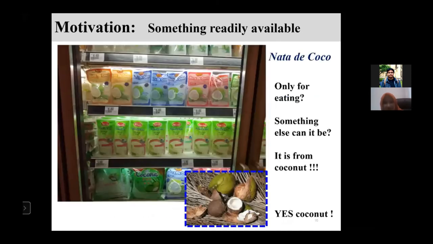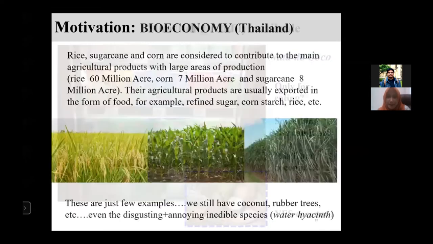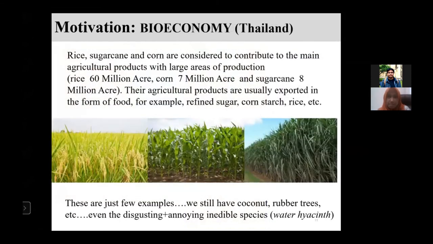Okay, let's see here. This is the slide that I also showed in Indonesia some 2 years ago. We talk about nata de coco, we talk about food. Of course, we produce food. Yeah, we are a big country. We actually export a lot of food. And what do we have left afterwards? This is an example from my country.